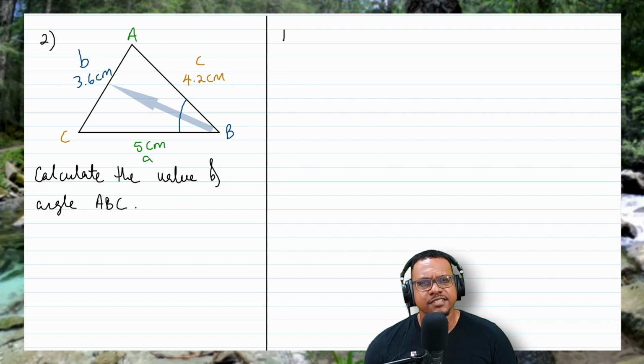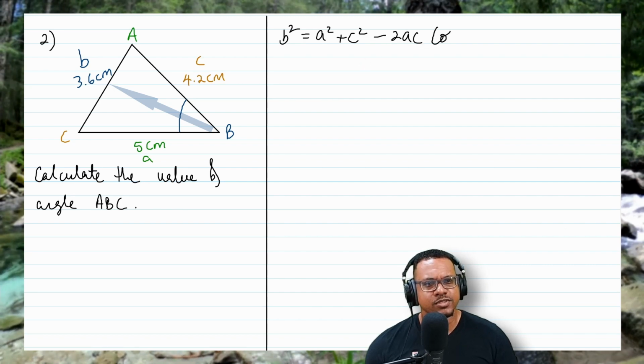So what we're going to have is b squared is equal to a squared plus c squared. And that's because a and c are the other 2 sides. So here you have your b, a and c is the other 2 sides. So we're going to have take away 2ac cosine. Of course, we start with lowercase b, so we're going to end with capital B.